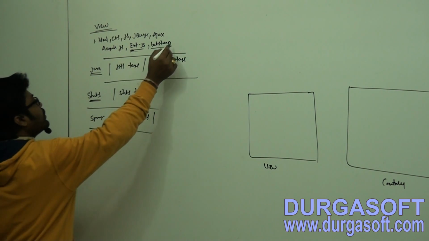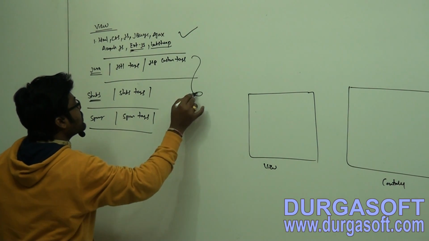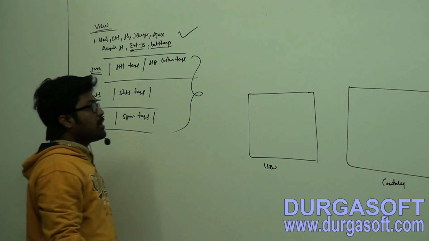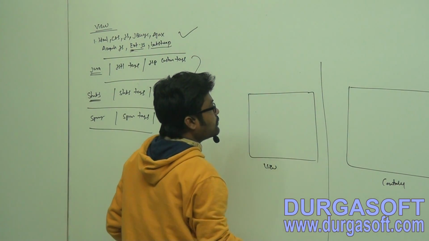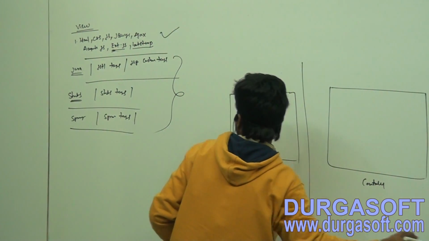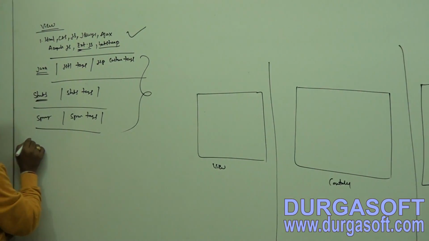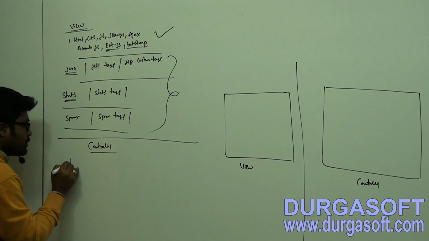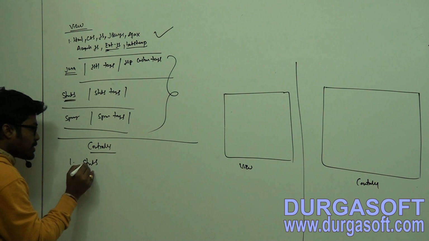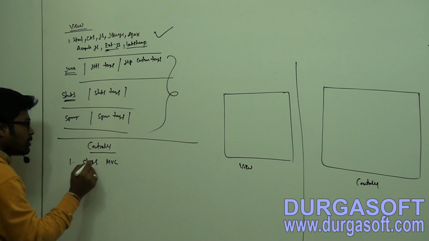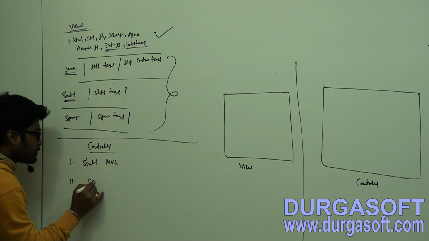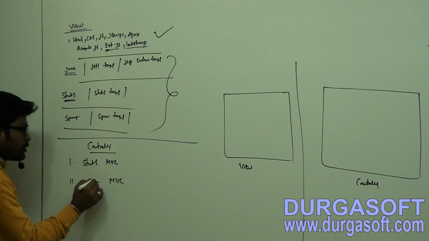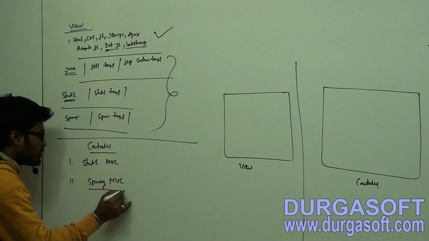So by using these components, the combination of this and this, I can prepare view pages. And coming to the controller part, for the controller part you can use Struts MVC or you can use Spring MVC. Here our choice is Struts MVC or Spring MVC.